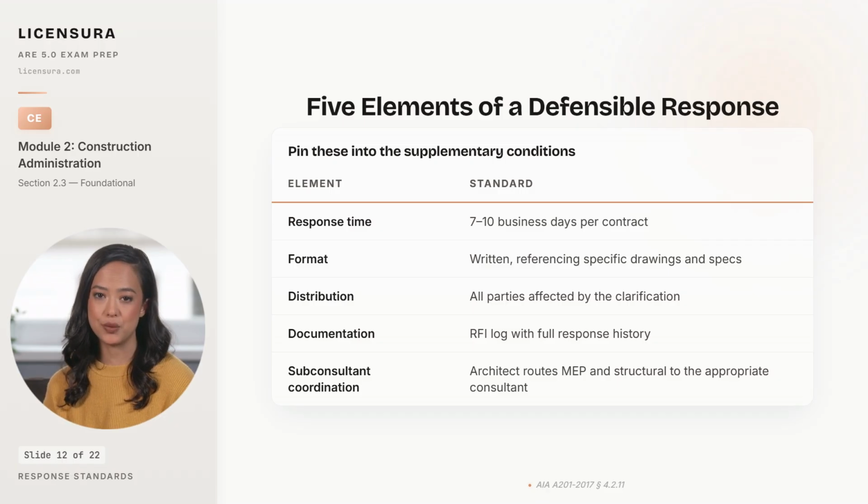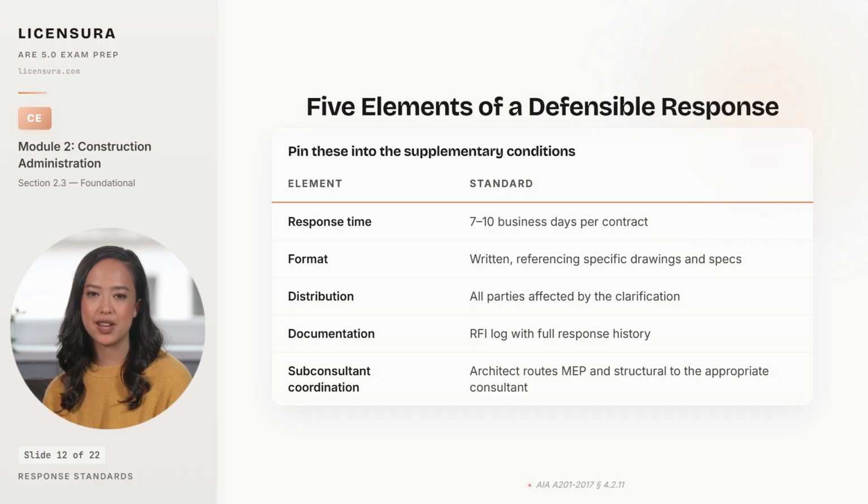Format is written, referencing the specific drawings and specifications at issue. A verbal answer in a job site trailer has zero contractual weight and frequently turns into a deposition exhibit 2 years later. Distribution goes to every party affected by the clarification: the contractor of record, the relevant subcontractor, the owner if cost or time is implicated, and every design team member whose work is touched.